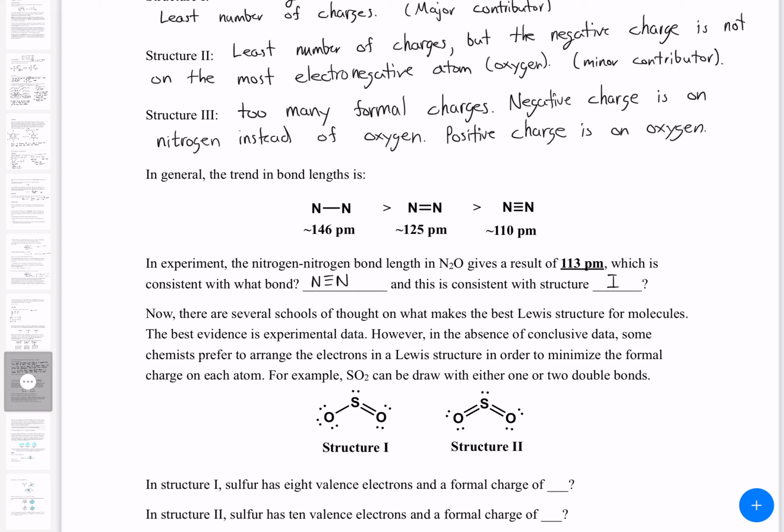Hello, everyone. Welcome back. So let's keep going here on chapter 9. We're almost done with chapter 9. The last part of chapter 9, we're going to talk about shapes of molecules.